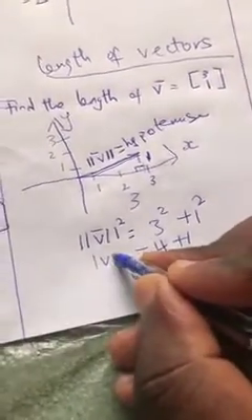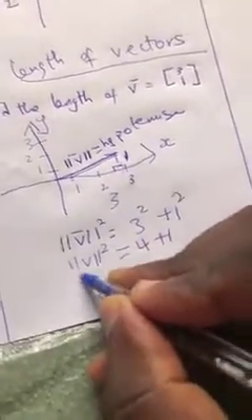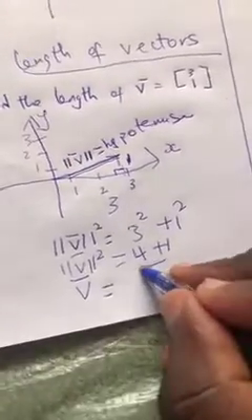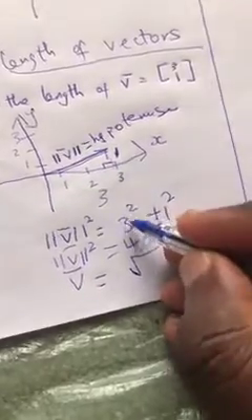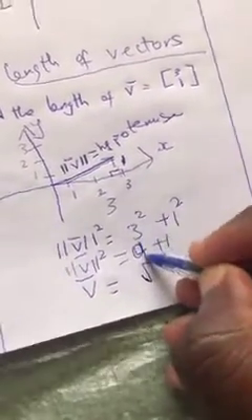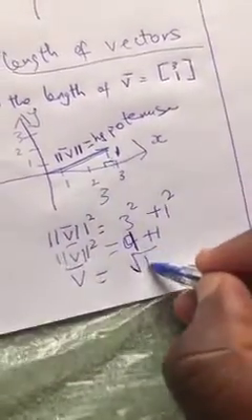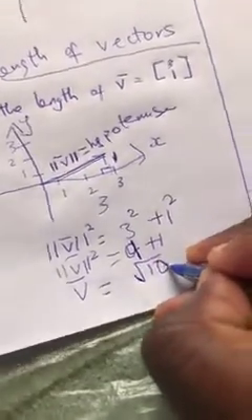Of course, this is going to be 9, and this is 1. So then our vector length will be equal to the square root of what? Sorry, this is going to be 9. Alright, so then we have the square root of 10, isn't it? As our length.